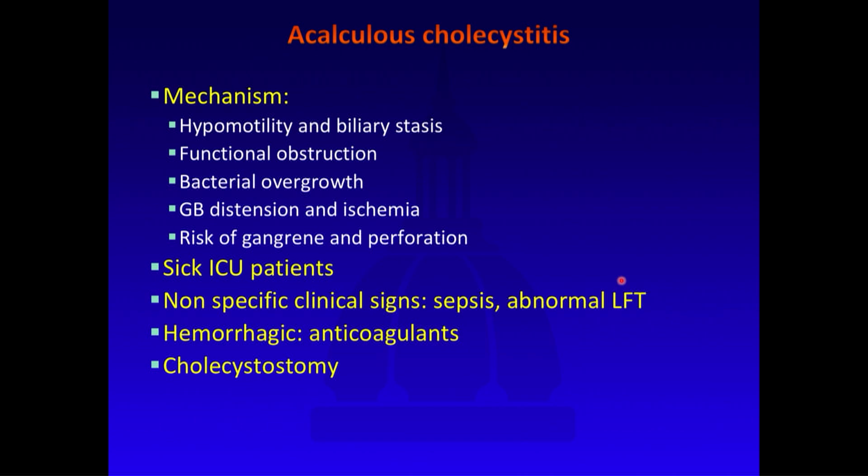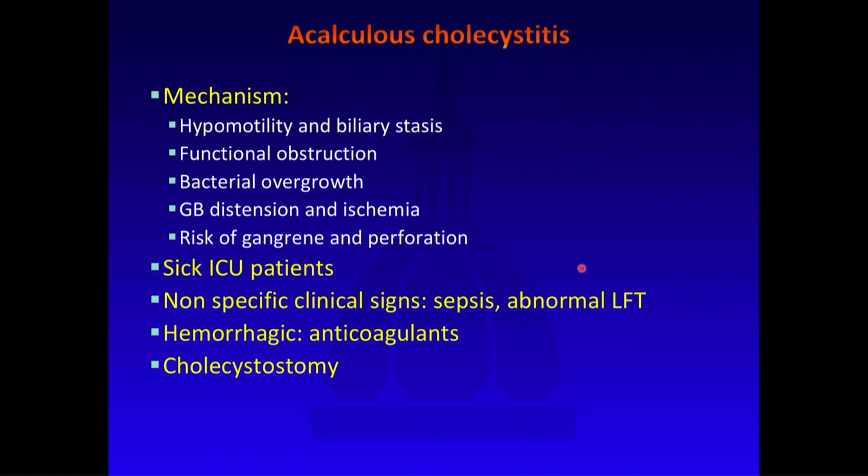So acalculous cholecystitis is another cause of right upper quadrant pain. Now, it's less common than calculous cholecystitis. The mechanism is hypomotility and biliary stasis, which leads to functional obstruction and bacterial overgrowth. And what you're going to see is a distended gallbladder. These patients are also at risk for ischemia, particularly because oftentimes it happens in really sick patients, ICU patients, cancer patients, and these patients also have a risk of gangrene and perforation. And it's a little bit more difficult, I feel, to make the diagnosis, but you have to think about it.